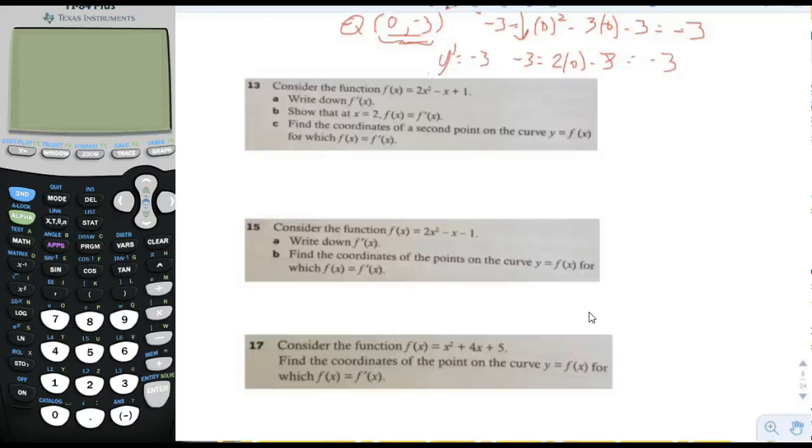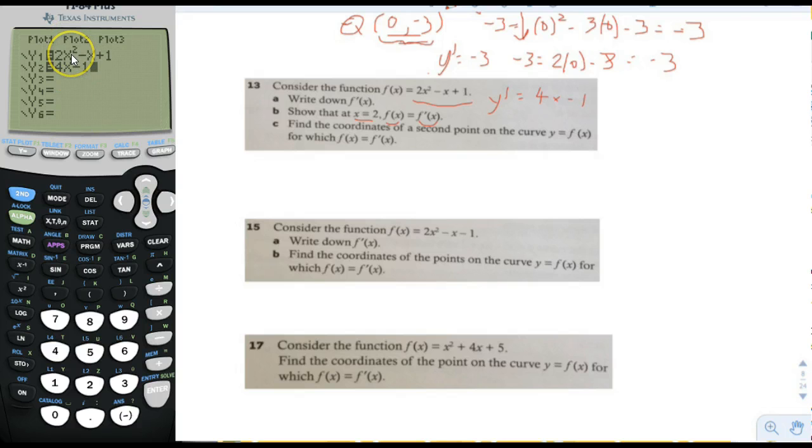Okay, now number 13. Consider this function 2x squared minus x plus 1. Write down the derivative. So the derivative of this function is equal to 4x minus 1. Show that at x equals 2, the function is equal to its own derivative. Find the coordinates of the second point on the curve for which the function is equal to its own derivative. Okay, so we just need to program in the calculator the original function and the derivative function. I'm going to do that right now.